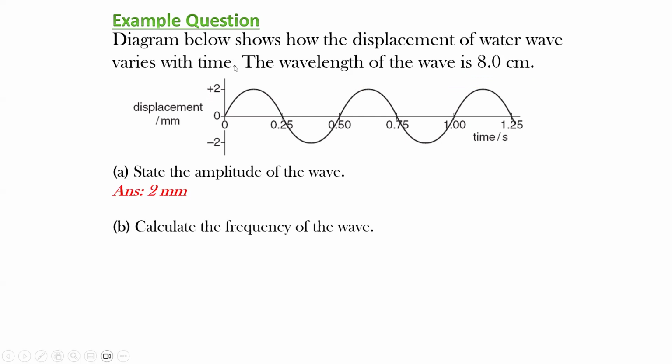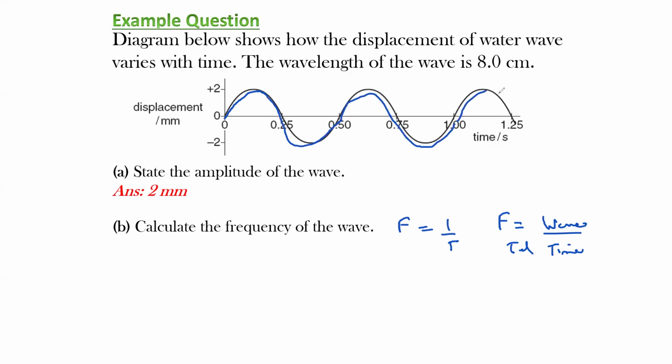If we need the frequency, frequency is the reciprocal of the time period, that is one way. Or frequency is the number of vibrations per second, so it is the total number of waves divided by total time. Both ways are acceptable. So how many waves are there? This is one complete wave. This is a second complete wave, and then there is a half wave. So 2.5 waves. And what is the interval for the 2.5 waves? 1.25. So 2.5 divided by 1.25 gives 2 hertz.